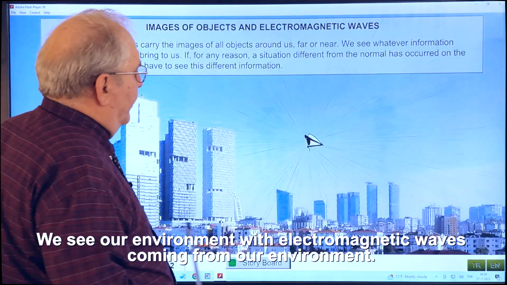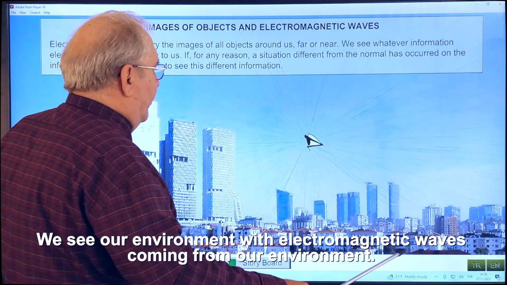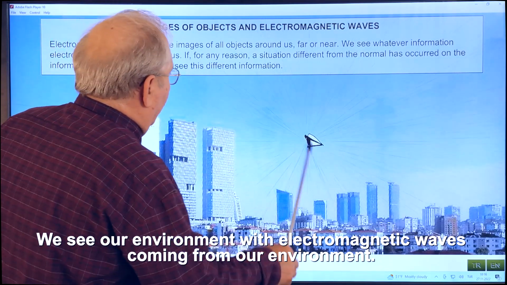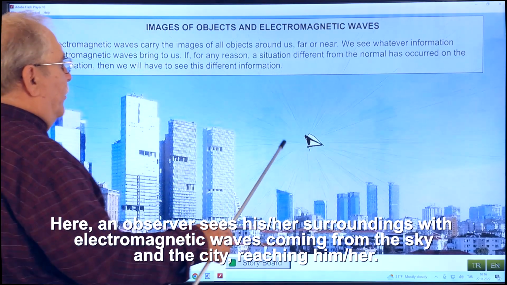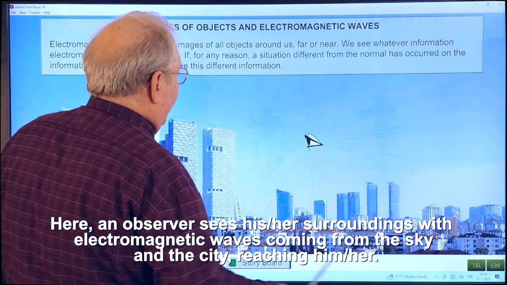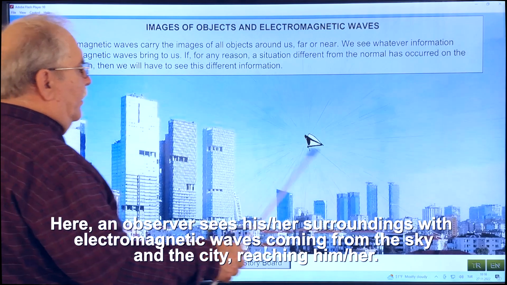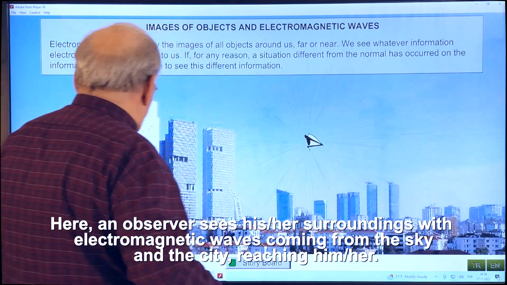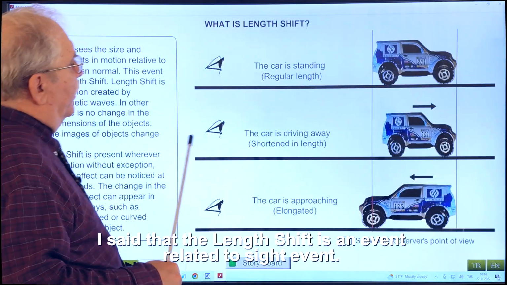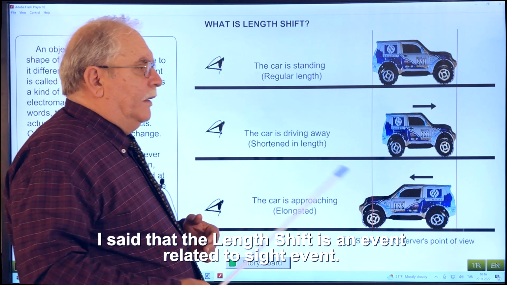We see our environment with electromagnetic waves coming from our environment. Here, an observer sees his or her surroundings with electromagnetic waves coming from the sky and the city, reaching him or her. I said that the length shift is an event related to sight event.